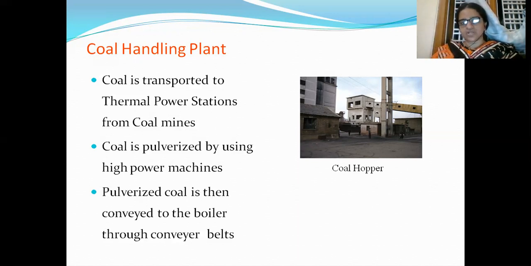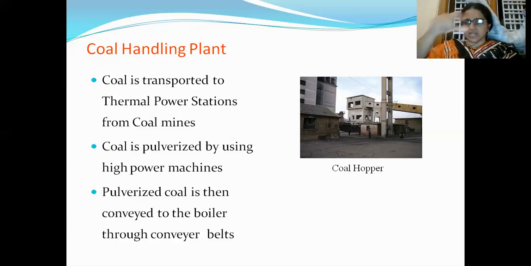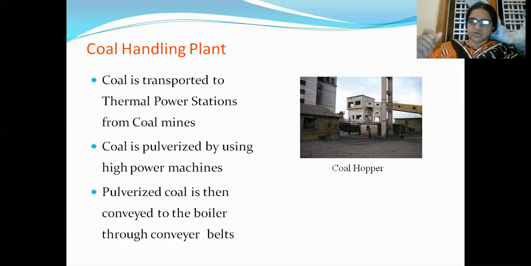Using this machinery, the blocks of coal are reduced into fine pieces. This pulverized coal, the finely crushed coal, is then conveyed to the boiler through conveyor belts. I have already told that we have a conveyor belt from the coal handling plant to the boiler. By using the conveyor belt, you transport the pulverized coal from the coal handling plant to the boiler.